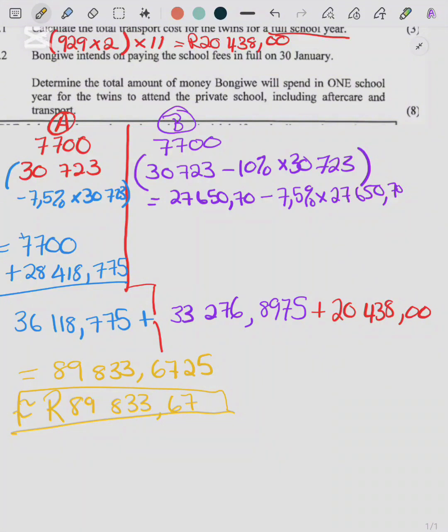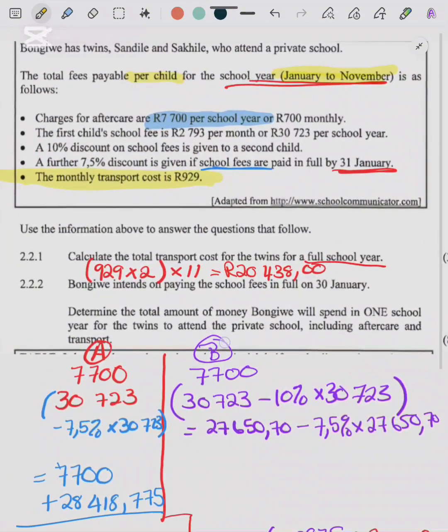Then you could have worked out the homework separately and said how much was the homework for all of them, transport, and then combined it. There are a few different ways you could set your working out for this. But you should still get back to that same 89,833 and 67 cents.